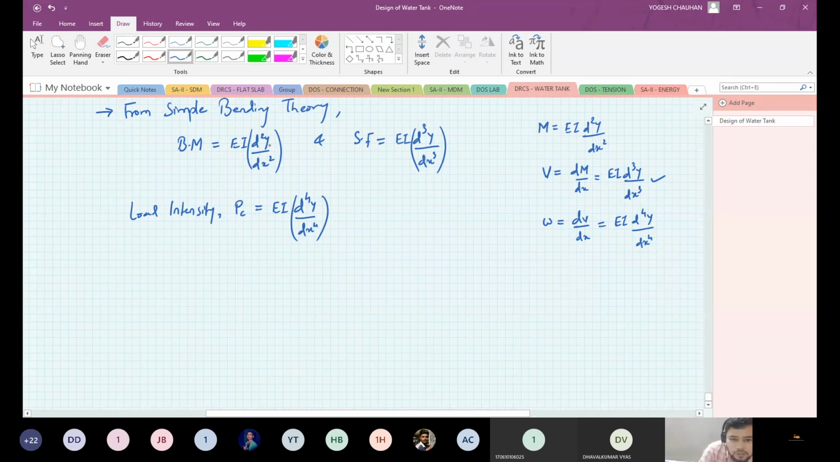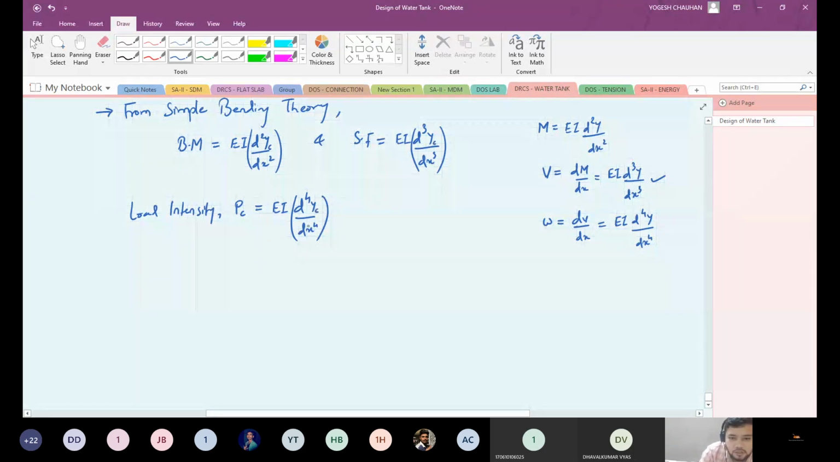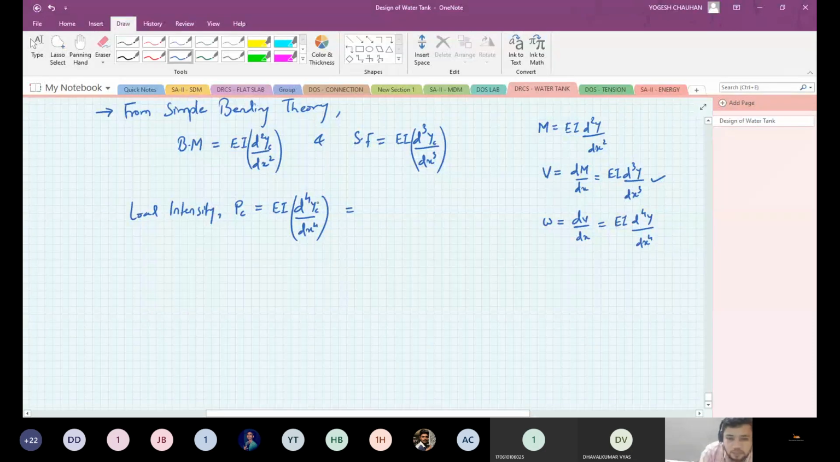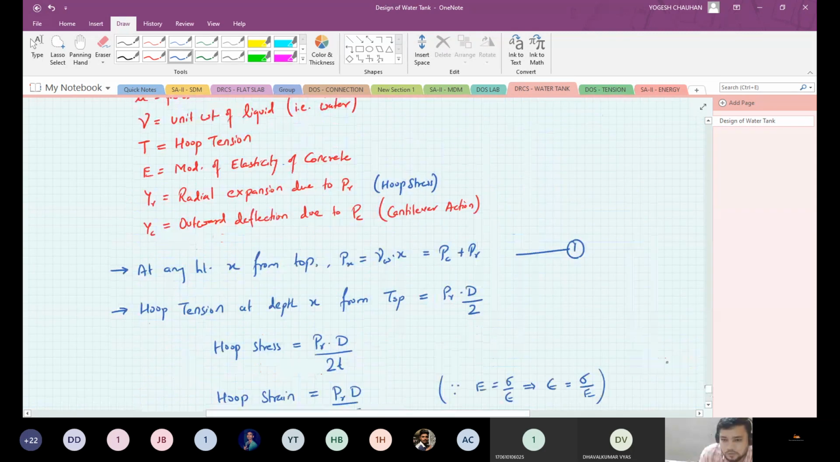so here, because this is due to bending theory, this deflection will actually be the deflection due to cantilever action. But from the compatibility, we know that yc is equal to yr, and that is equal to some deflection y. So it is equal to EI d to the power 4 y by dx to the power 4. Okay, now from equation 1, PC plus PR equals gamma W x.